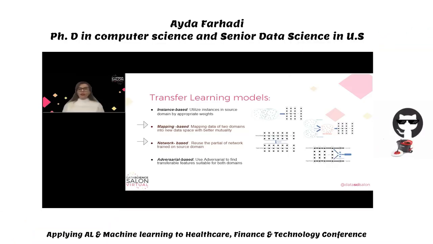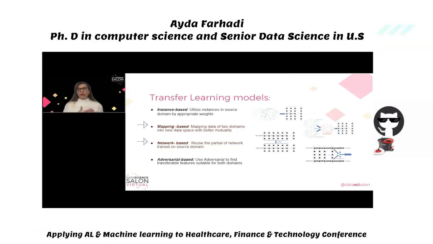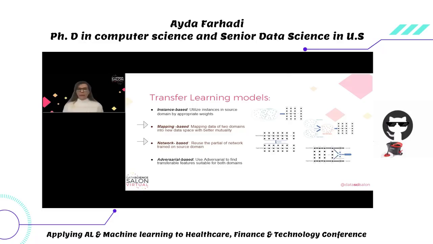The other one, which is pretty popular and specifically used a lot when we are talking about deep learning, is network-based transfer learning, where we utilize a pre-trained network and transfer that pre-trained model into the target domain and try to retrain or fine-tune it on a new data set. That could be by either saving the weights and transferring those weights, or saving the whole architecture and transferring that to the target domain.